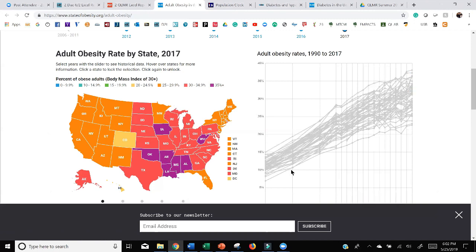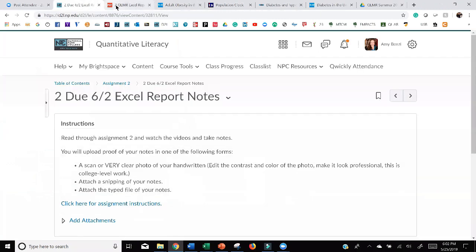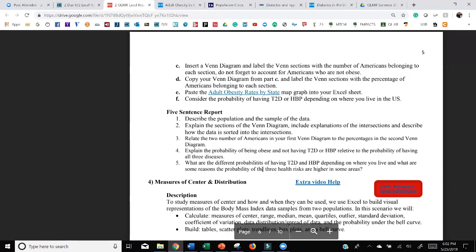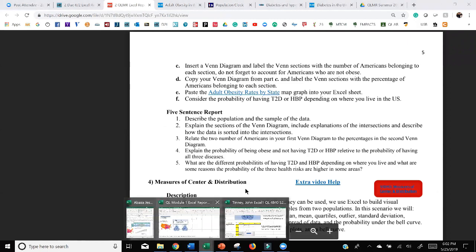I think we covered everything. Let's just double check. Here's our document. Here it is. And then, yes, talk about those different statements. So you guys, that is your Excel report. Again, I did leave you to fill in where it says 28 everywhere. You will actually match those numbers, so I'll be looking for that.